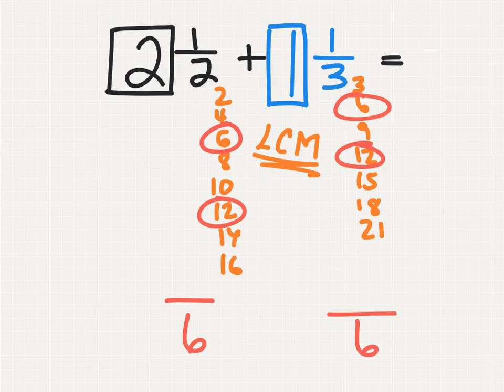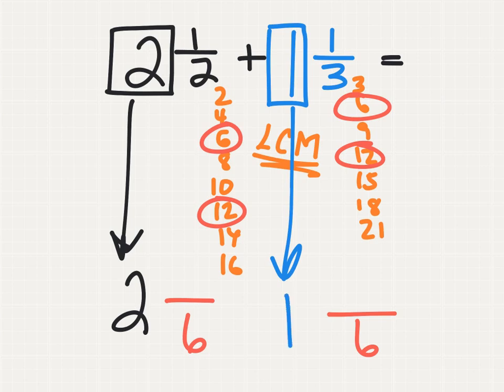Now, I bring down my whole numbers because I'm going to remember to include them. I don't want to forget about them. We're adding, so now I need to look at my fractions. How did my denominator of 2 become 6? Well, I multiplied by 3. So what do I do to my numerator? The same thing. What's 1 times 3? 3.